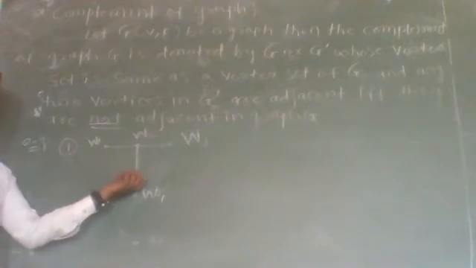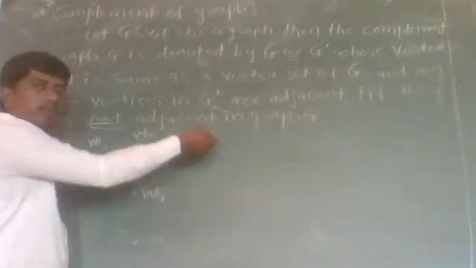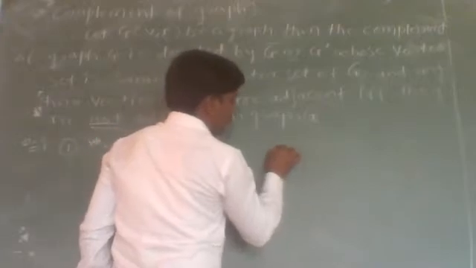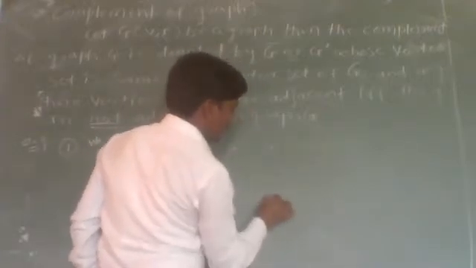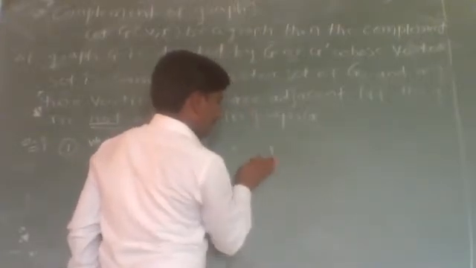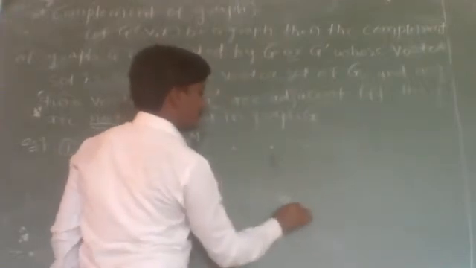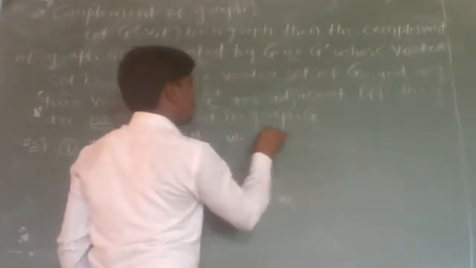This one is the graph G. Now we have to find out the complement of this graph G. By the definition of the complement of graph G, the vertex set of the complement of graph G is the same as the vertex set of graph G. So these are the four vertices. Here is W4, this is W1.